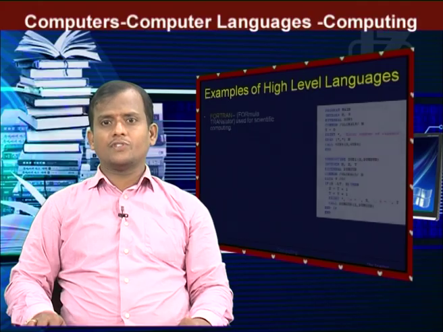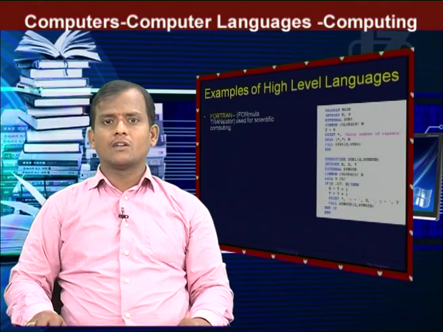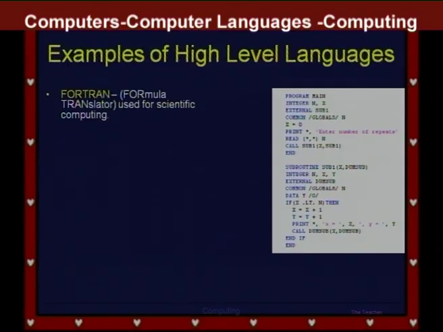A few examples of high level languages are Fortran. So you can see the code, this is how it looks, right? It's similar to C, C++, used for scientific computing. So again, the languages are specific to a few fields or a few specific tasks. Like this is mostly used for scientific computing.